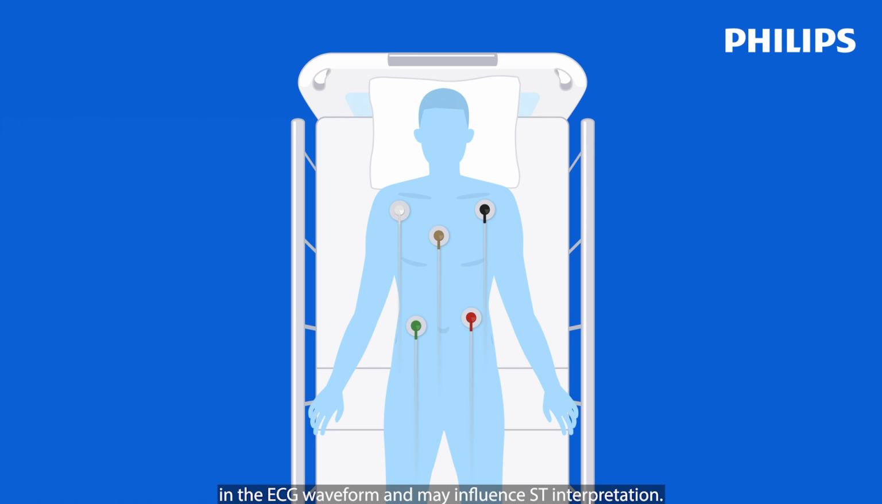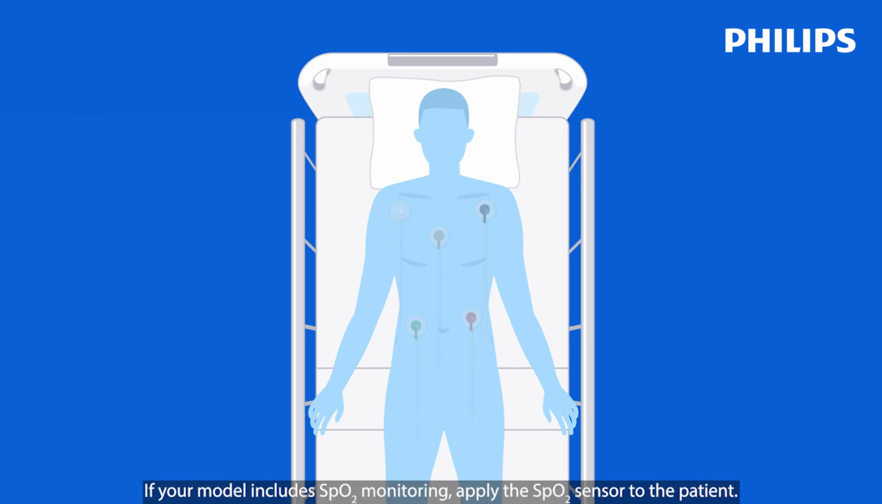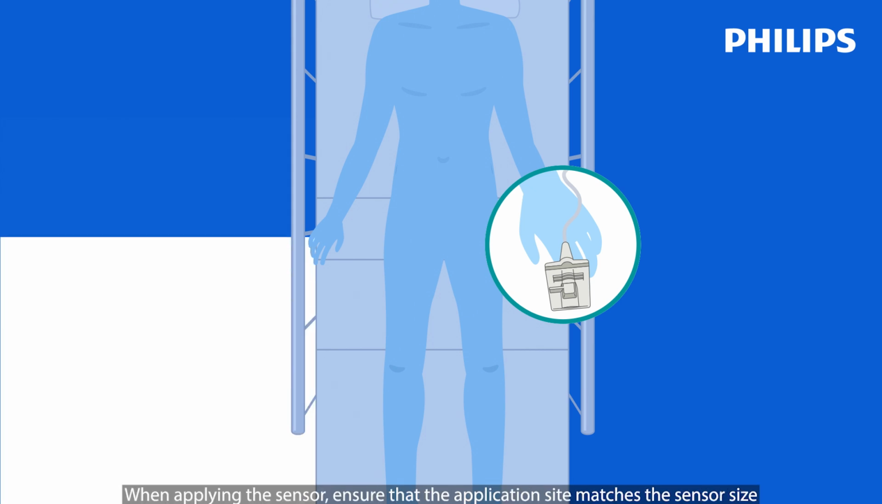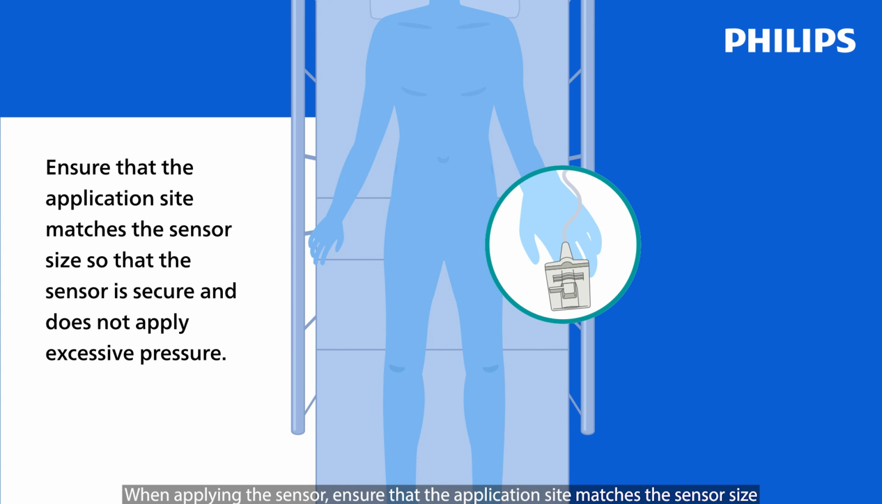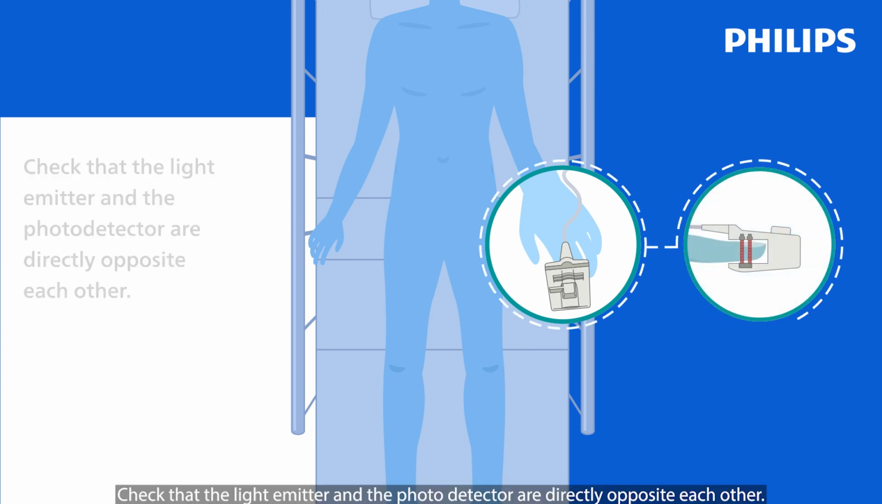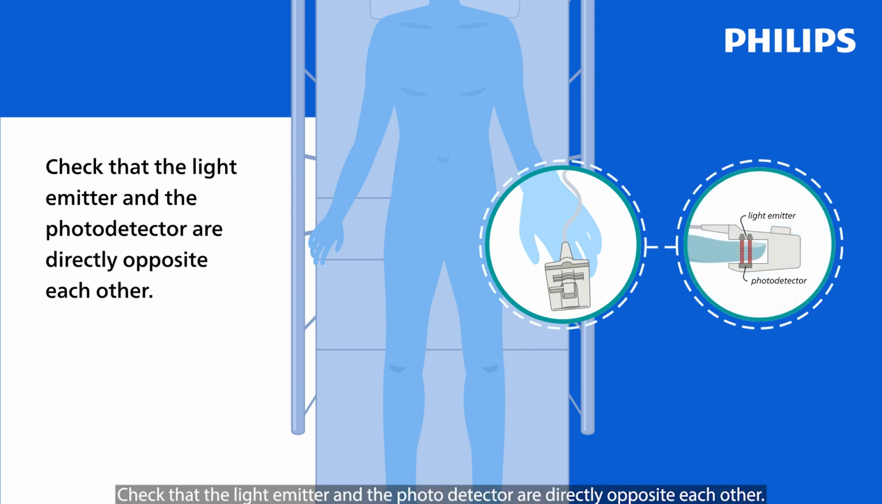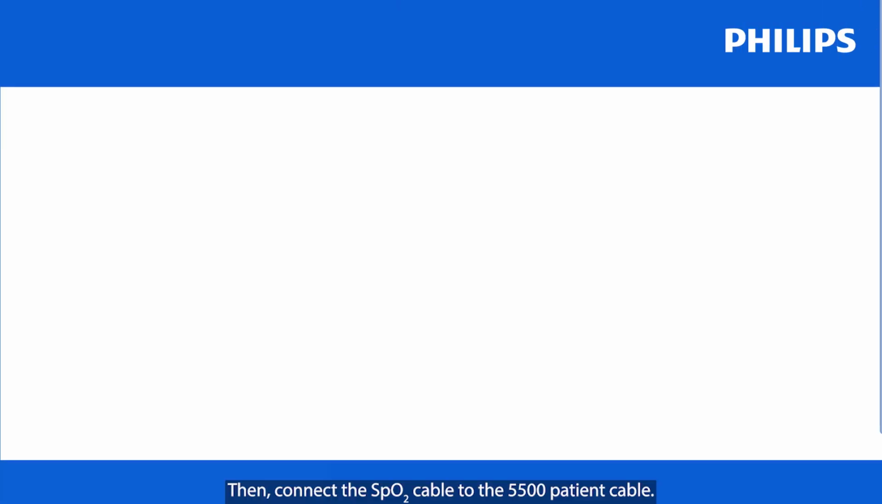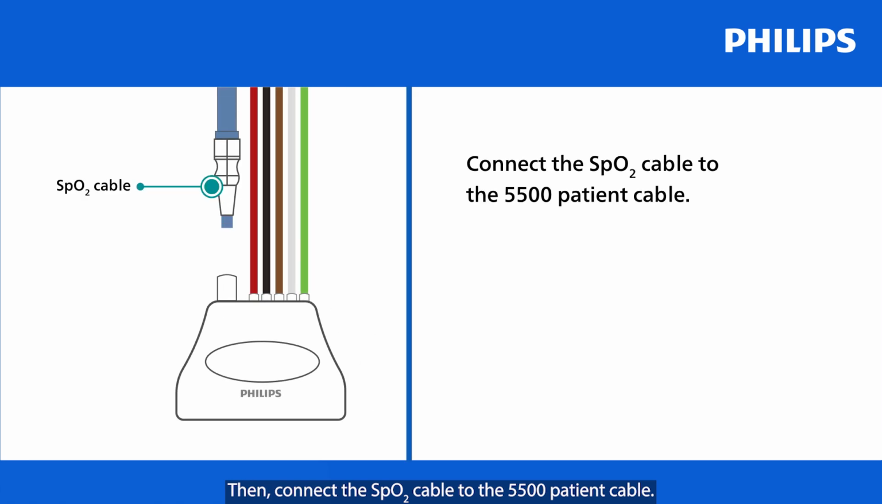may influence ST interpretation. If your model includes SpO2 monitoring, apply the SpO2 sensor to the patient. When applying the sensor, ensure that the application site matches the sensor size so that the sensor neither falls off nor applies excessive pressure. Check that the light emitter and the photodetector are directly opposite each other. All light from the emitter must pass through the patient. Then, connect the SpO2 cable to the 5500 patient cable.